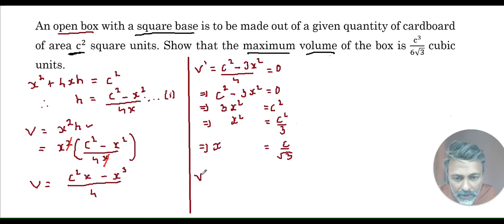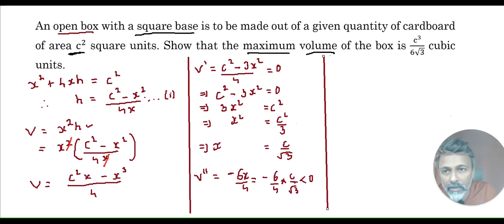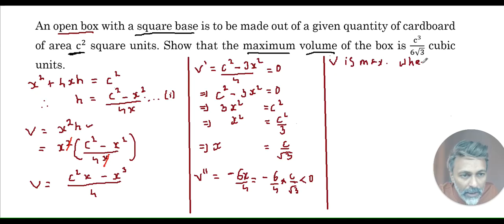We now continue with second derivative. V double dash is equal to c square derivative is 0 minus 3x square derivative is 6x upon 4. And when you substitute x as c upon root 3, we get a value that is less than 0. This is enough to conclude that V is maximum when x is equal to c upon root 3.